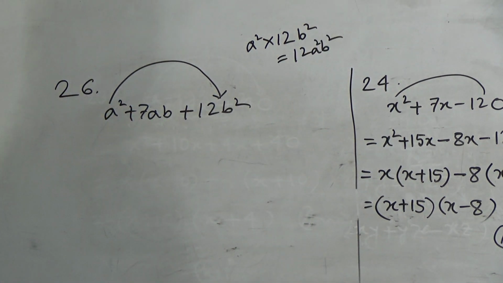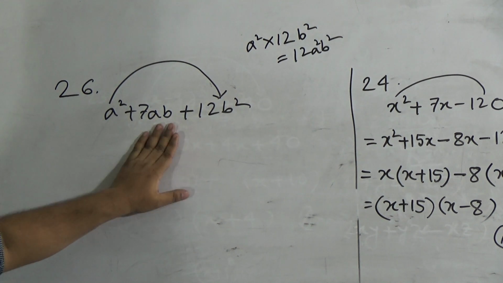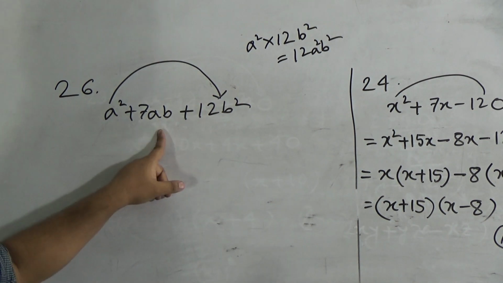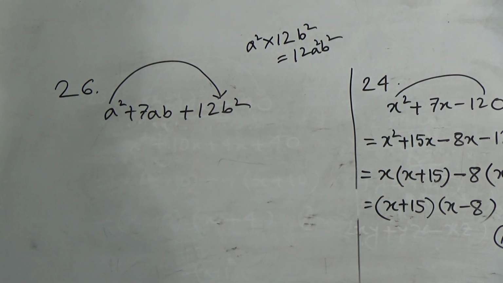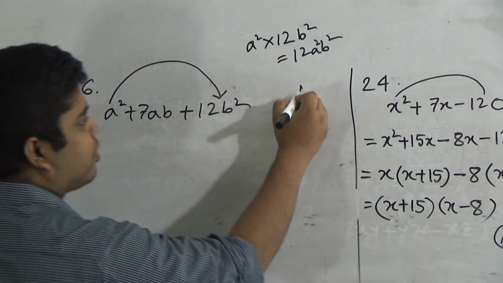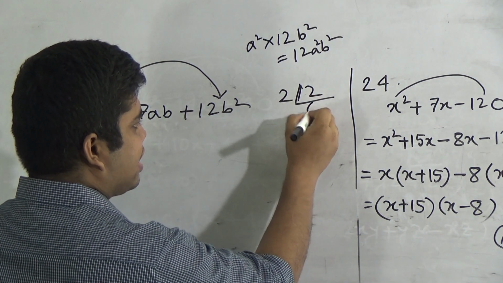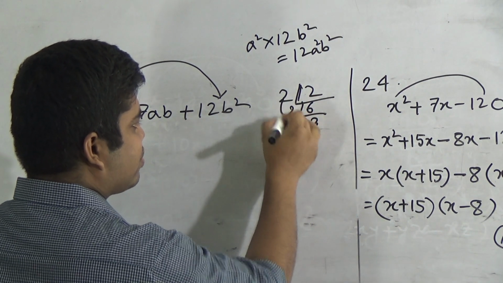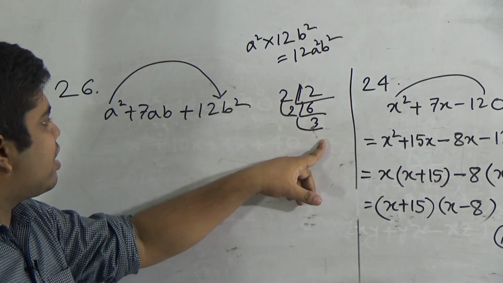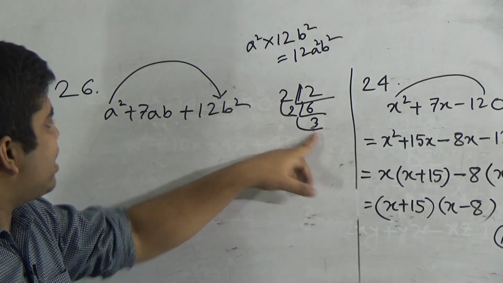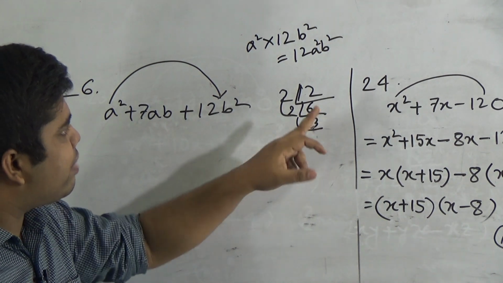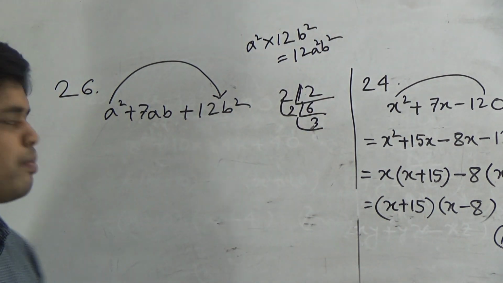Now dear student, we want to break this 7ab. We break 7ab in such a way that if we do addition, then we get 7ab, and if we do multiplication, then we get 12a square b square. So now 12 is written in such a way, 6 and 2, 3, 2 2s are 4 and 3. If we add 4ab with 3ab, then we get 7ab. If we multiply 4ab with 3ab, then we get 12a square b square.